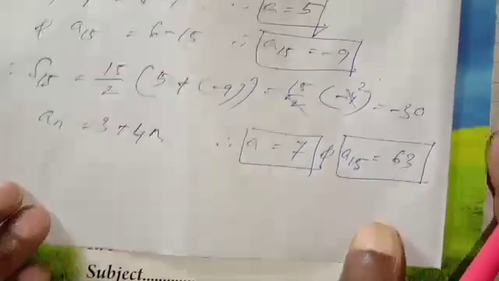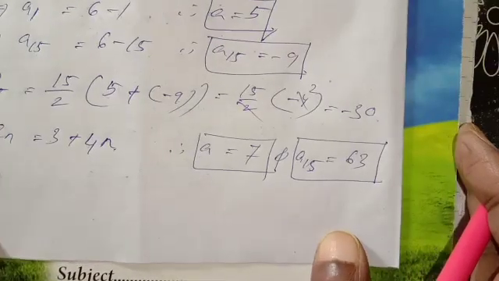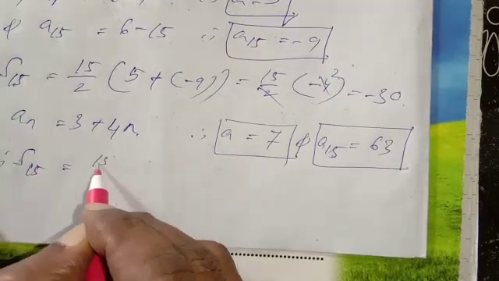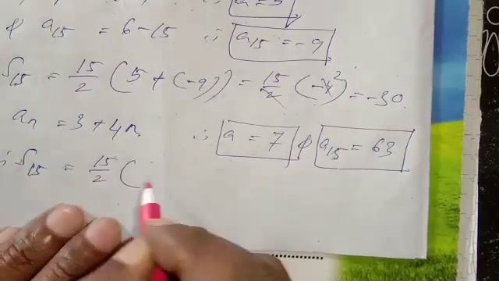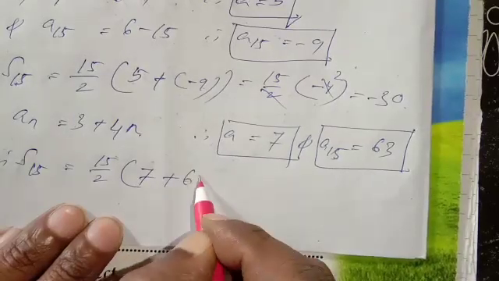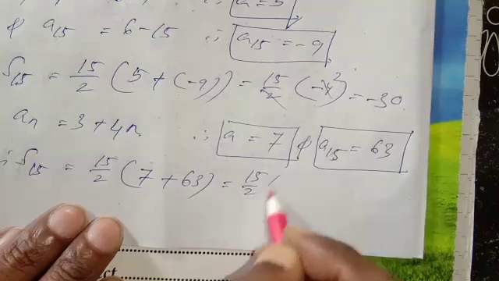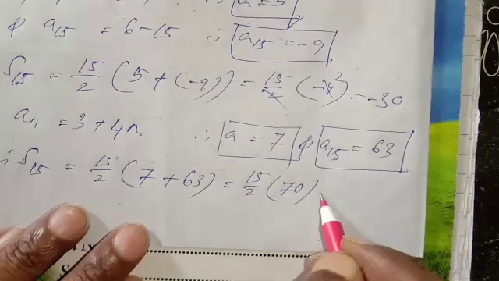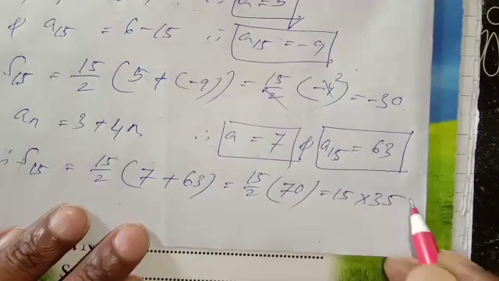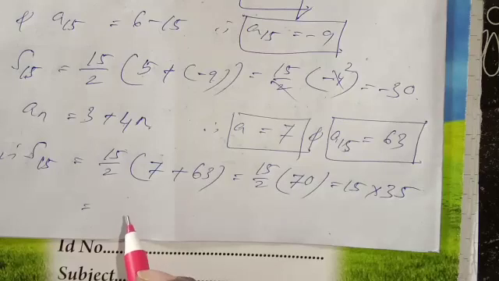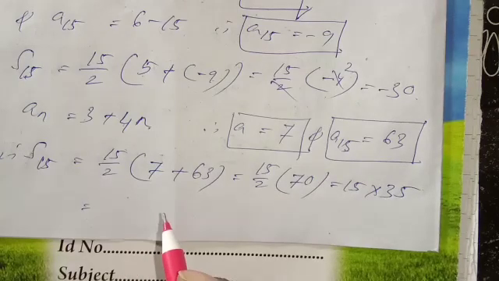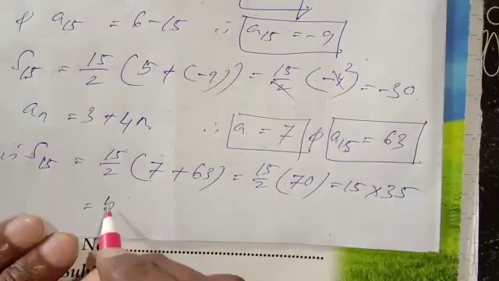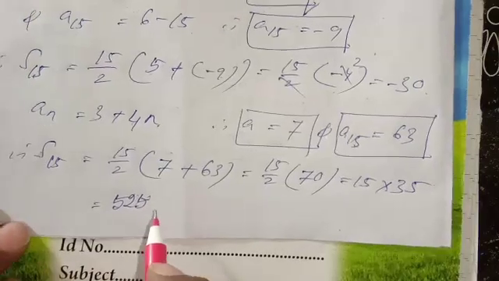And we have to find the sum of 15 terms. What is the formula required? The sum of the first 15 terms, S15, is equal to 15 by 2, that is n by 2, into a plus l. Here a means 7, and l means the last term, that is 63. 15 by 2 into 63 plus 7, which is 70. Divide by 2, this will be 15 into 35. Multiplying 15 into 35, it comes to 525. Okay, and this is the answer.